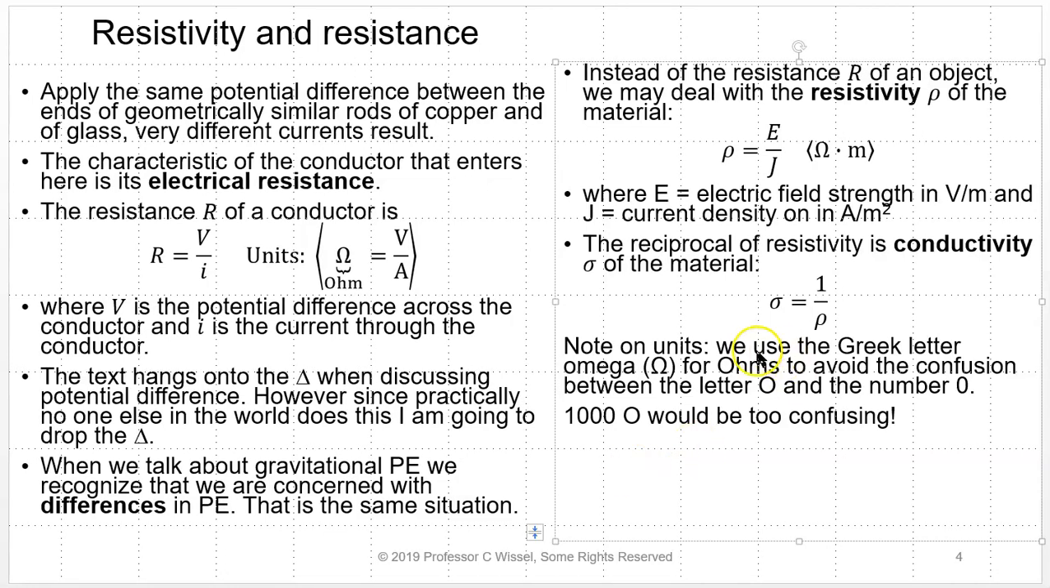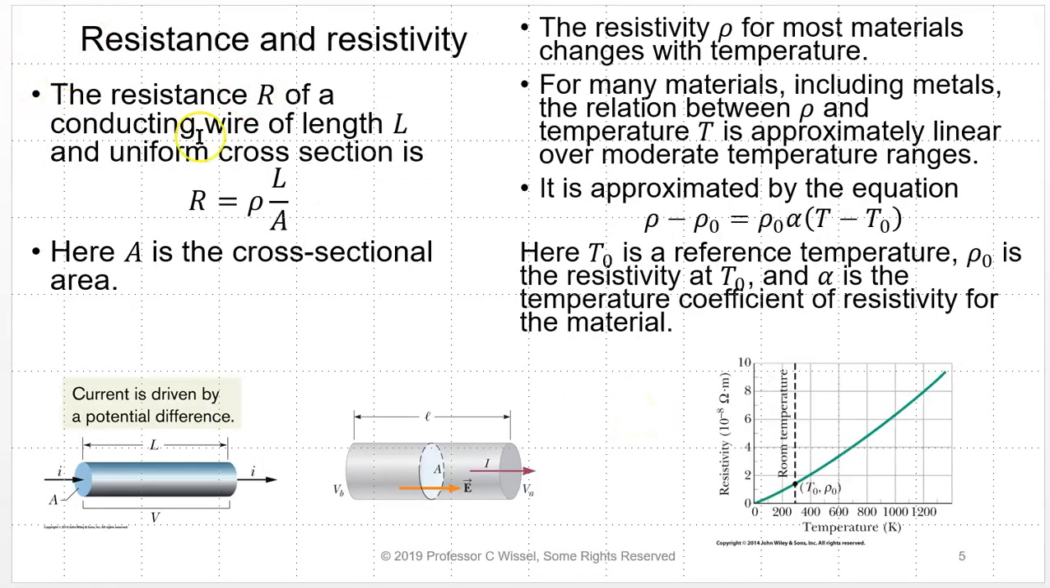Note on units: we use the Greek letter omega for ohms to avoid confusion between the letter O and the number 0. If you write something like this, unless you're really careful, it'd be very confusing. Okay, the resistance R of a conducting wire of length L and uniform cross-section is R equals rho L over A. A here is the cross-sectional area.